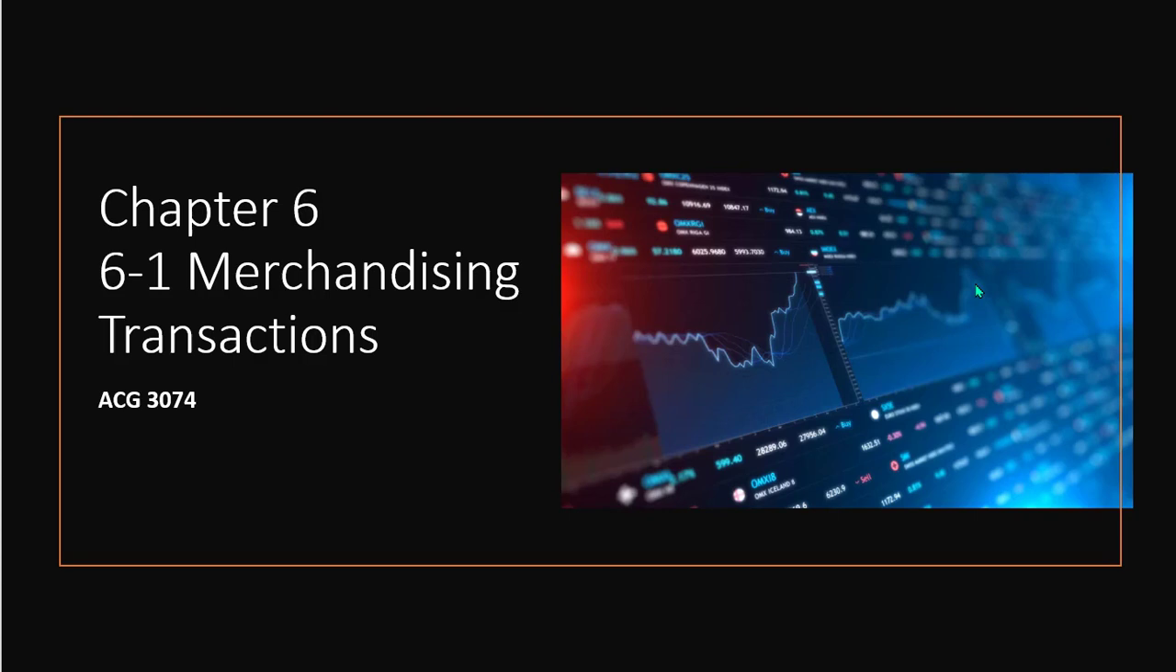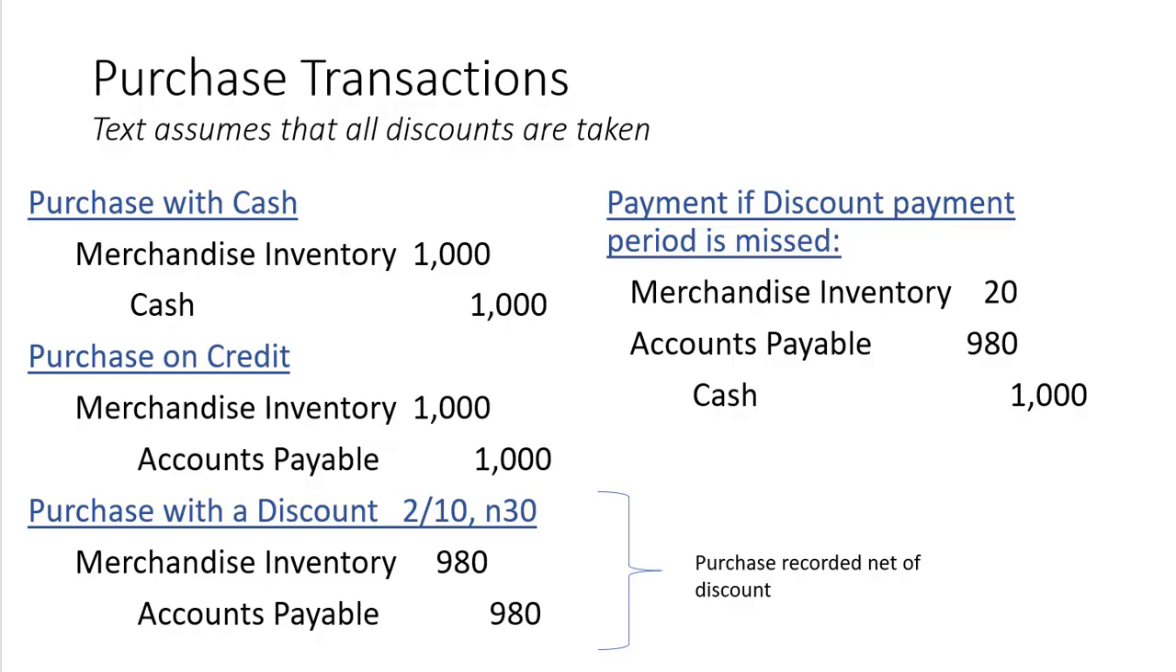Chapter 6, Merchandising Transactions. Okay, what we'll do in this presentation is just focus on the journal entries. And the idea is that you understand that if you've got a merchandising business as opposed to a service business, somebody that sells goods, then they're going to have other business transactions and other accounts that they use.